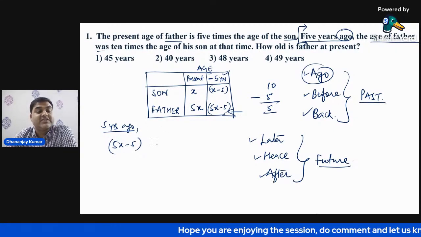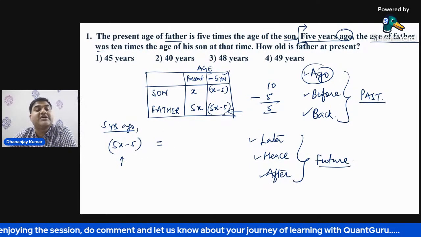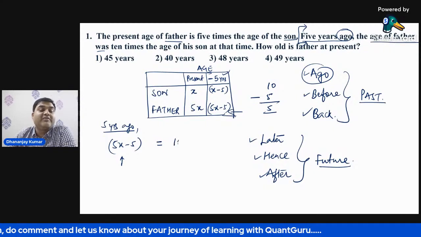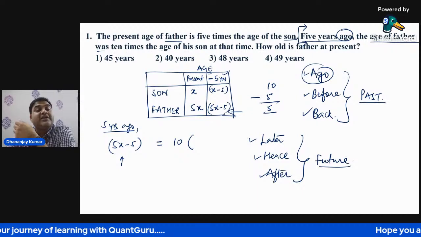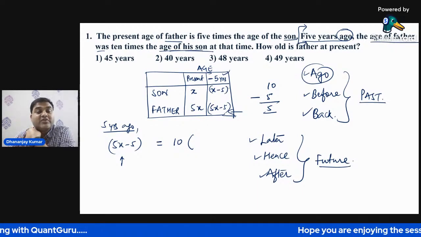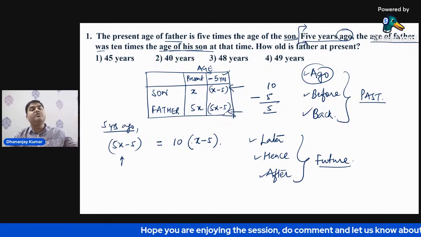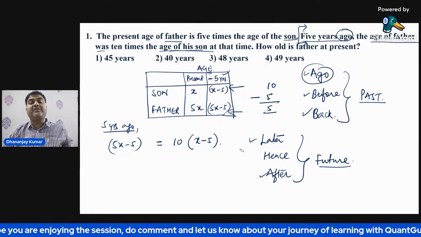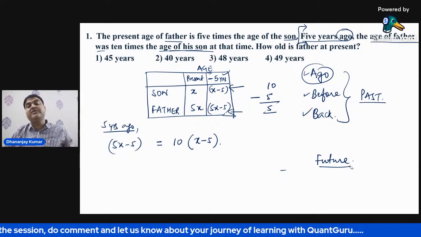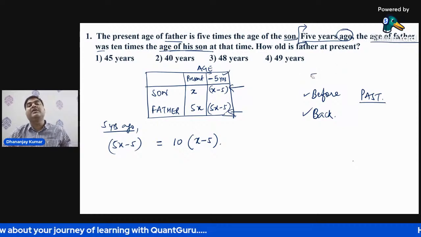It was 10 times. 10 times in the sense, if this quantity is 10 times, to equate, we have to multiply 10 times on the other side, 10 times the age of son. The age of son was x minus 5. This is the equation, and you will find the answer. That's all. Nothing has to be done apart from this. Age problems are so simple. You just have to read the question properly and you will get the answer.